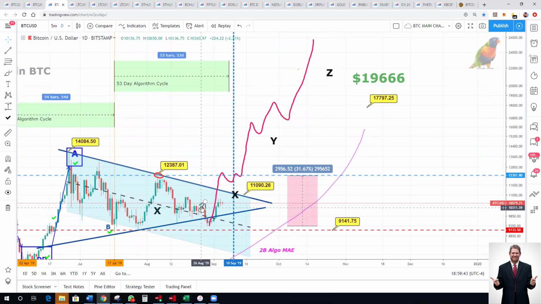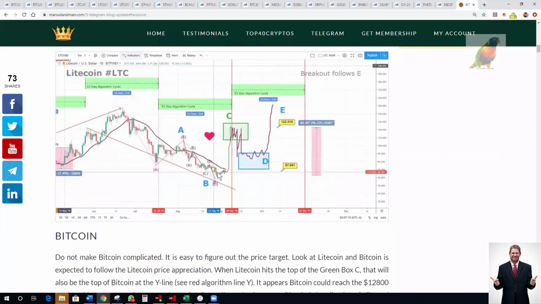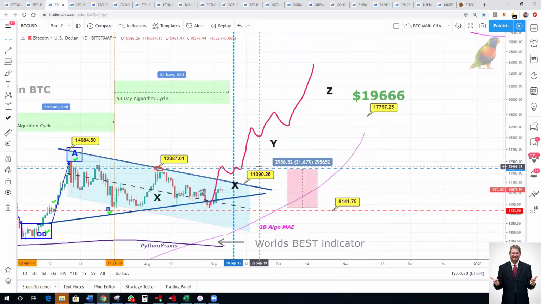And we watch the altcoins because Bitcoin will follow the altcoins. Bitcoin is not the leader at this moment. Now, if you hold Bitcoin, that's fine. It's not a problem. Remember what I said here, what I plan to do. I'm trading Litecoin. And then by the end of September, going into October, I'm going to convert 90% of my Bitcoin into altcoins. So by the end of this month, closer to that point, maybe the 24th, whenever you see where Bitcoin has run out of steam, that's when you move to altcoins.